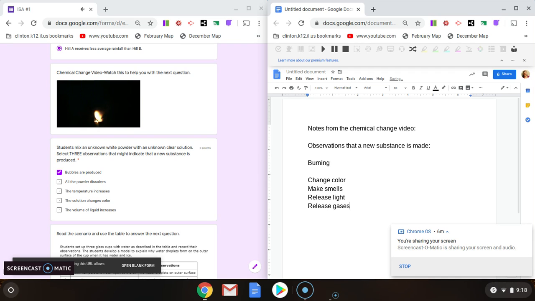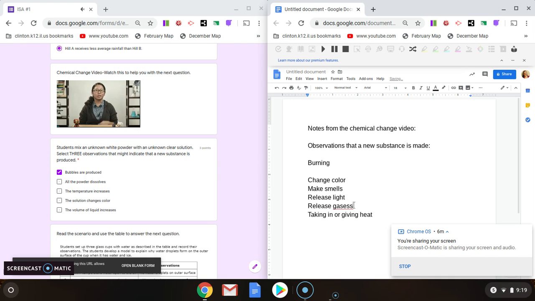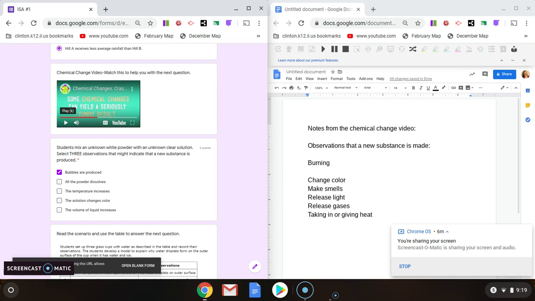Now we can do a simple investigation to show some chemical changes can be seriously yummy. Okay, so I'm going to stop it there because mainly I have all the notes that I need of what observations will show me a chemical change. So like burning, changing color, making smells, releasing light, releasing gas, and taking in or giving heat.